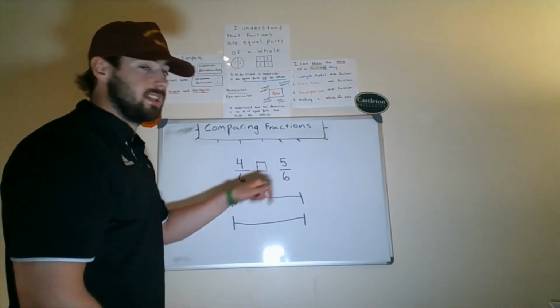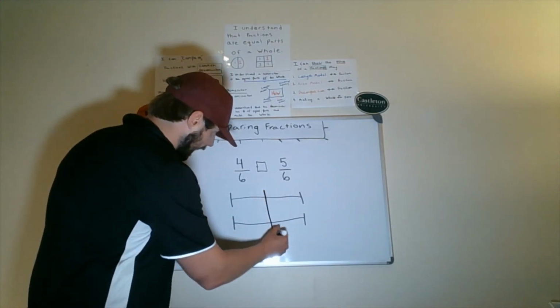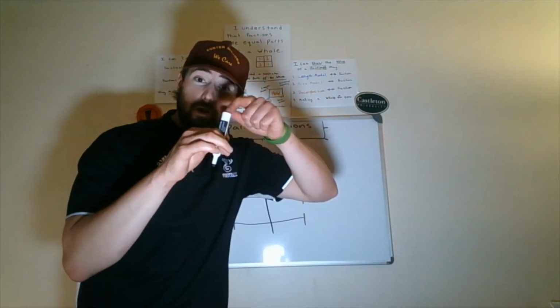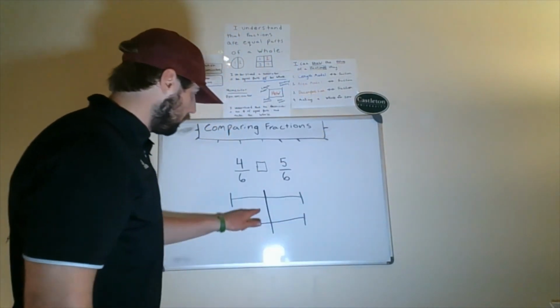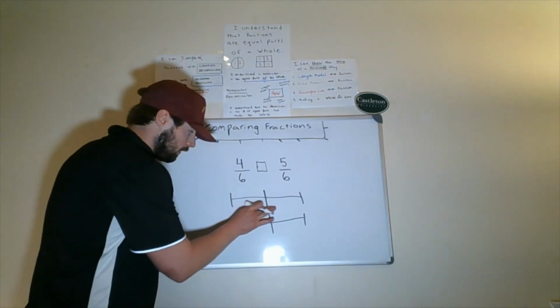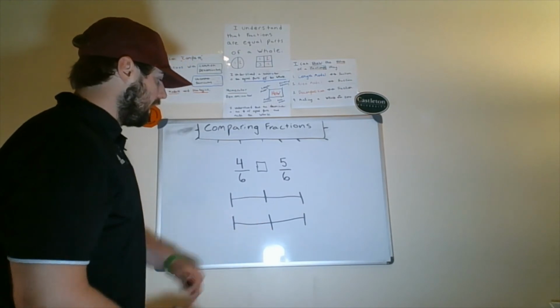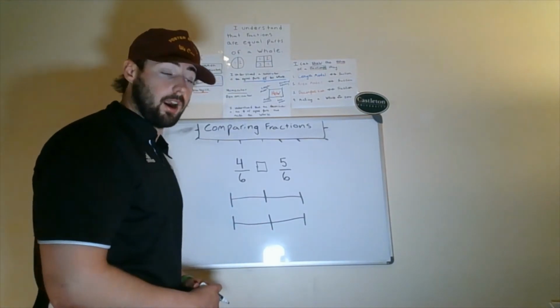I know 6 is an even number. Therefore, there's going to be exactly half. You should have an eraser on your pencil. Do what Mr. G did. Go right down the middle and then erase. Now you have 2 models that are exactly the same so far.